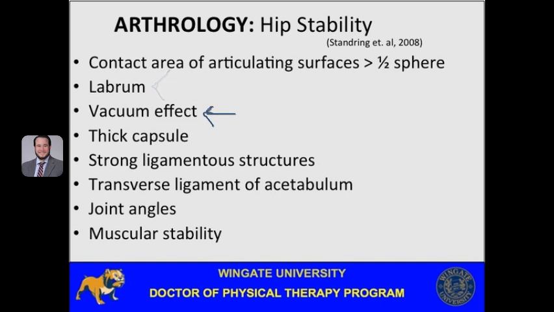And cadaveric studies have been performed where different soft tissue structures were severed, and that femoral head is seated nicely there within the acetabulum. Our thick capsule is going to help out a lot. We'll talk more about that. Our strong ligamentous structures, which we're getting ready to get to. Transverse ligament of the acetabulum, so also improving that full seating of the head there in the acetabulum. Our joint angles that we've already talked about to a degree, pardon the pun, and our muscular stability that we're going to have from the many muscles of the hip.